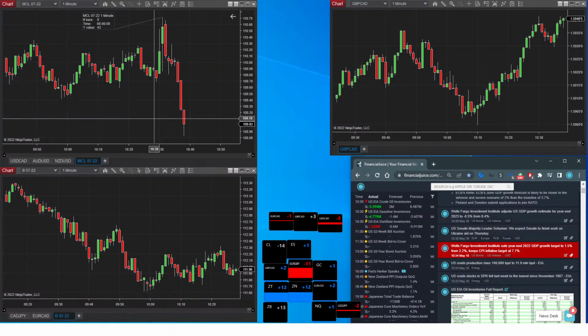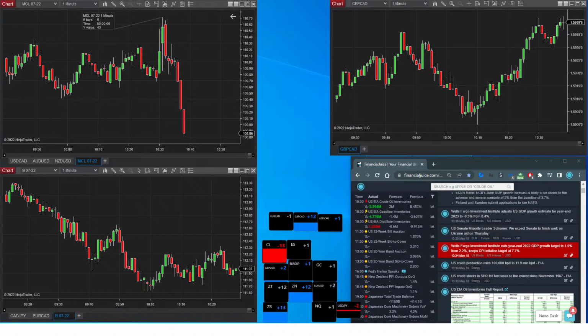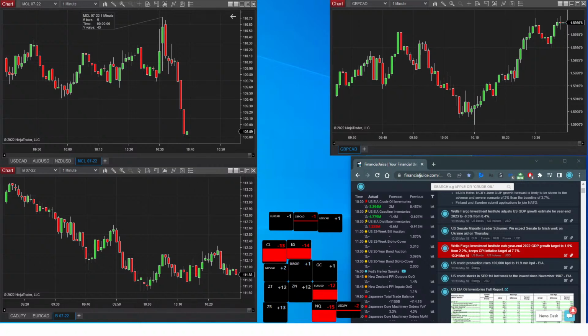Okay, so it looks to be reversing its moves, reversing its gains from yesterday anyway. So now we're down about 1.7 on the day so far. All right. So that's why a news feed is quite important to listen out for.